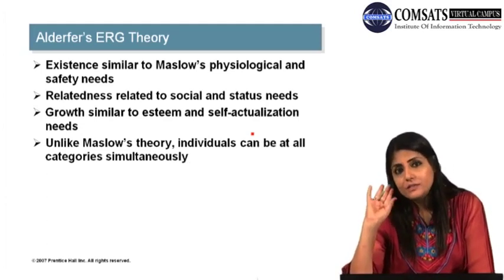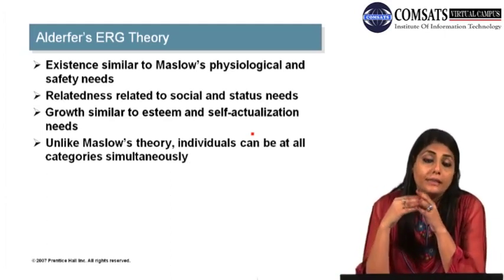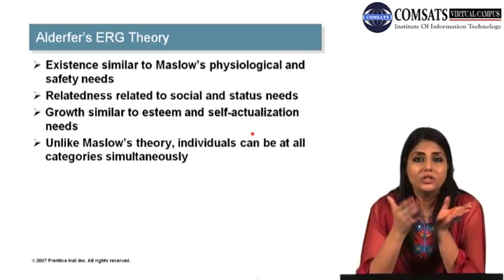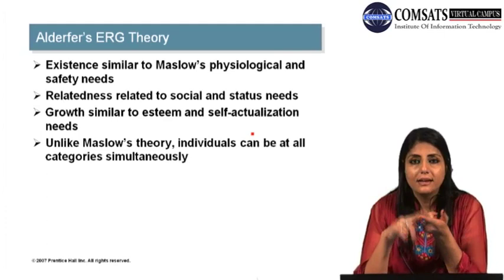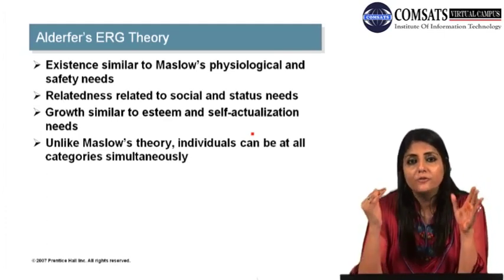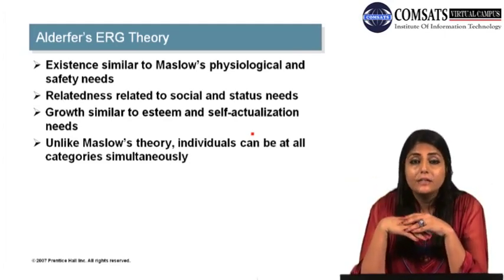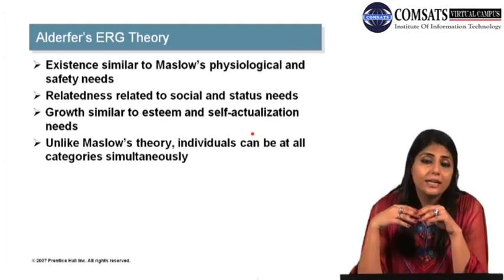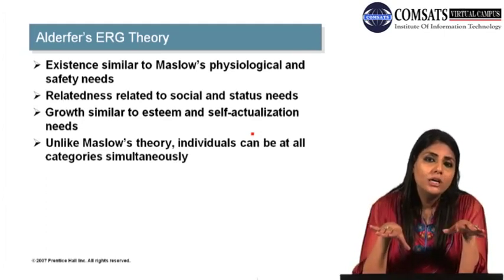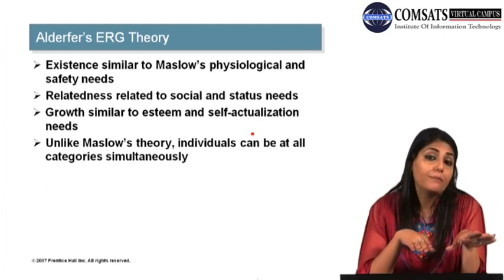So instead of the 5 categories that were given by Maslow in his pyramid, ERG categorizes these needs into 3 groups: existence, relatedness, and growth. And what is the main difference between ERG and Maslow? ERG states that it's not necessary that the individual cannot move up the pyramid unless and until the needs at the lower level in the pyramid are met, right?